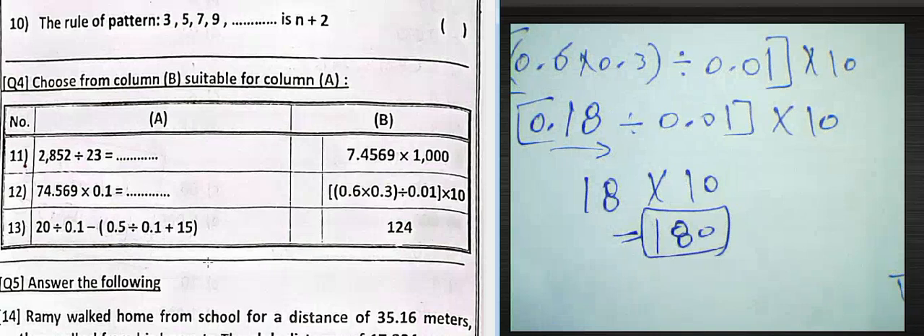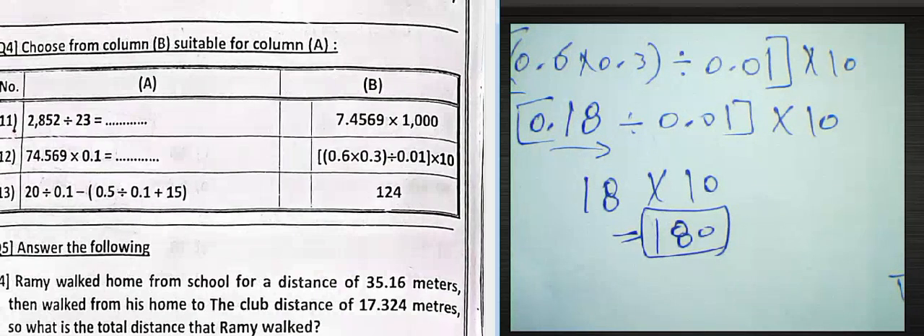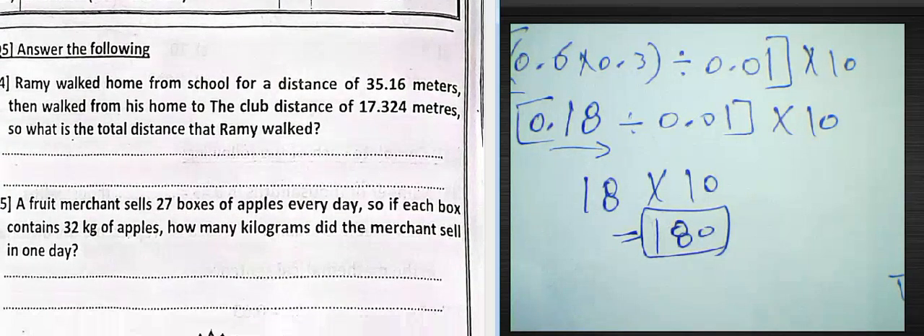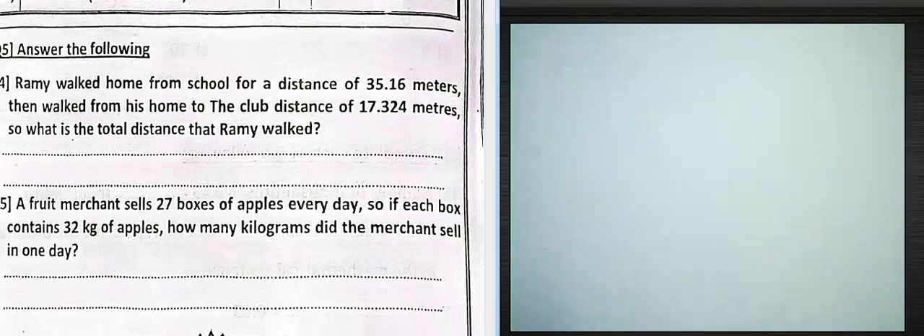Okay, question number 5. Rami walked home from school, a distance of 35.16 meters. Zin walked from his home to the club, a distance of 17.324 meters. So what is the total distance that Rami walks?